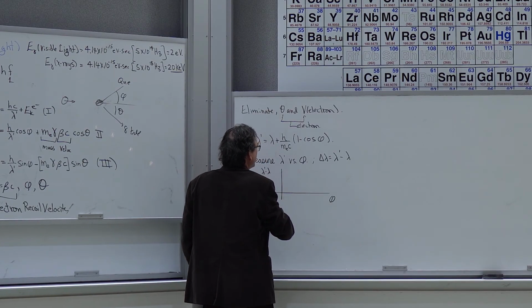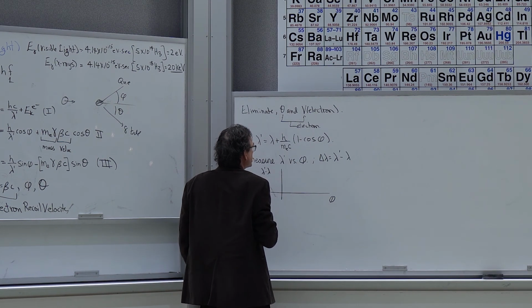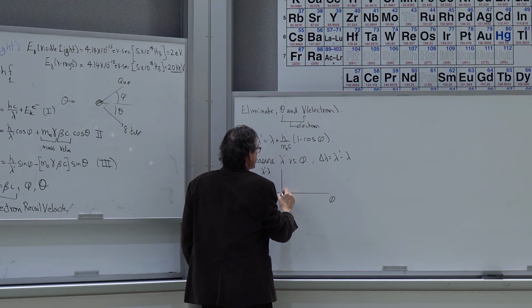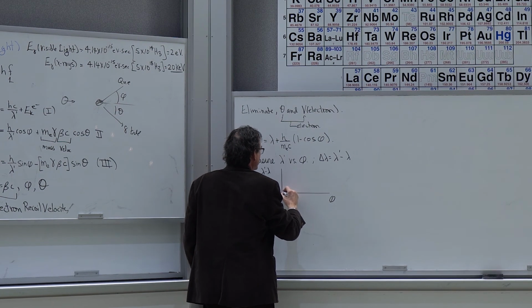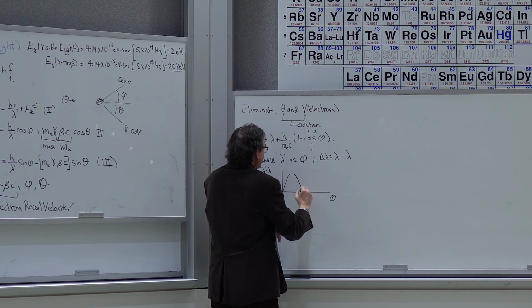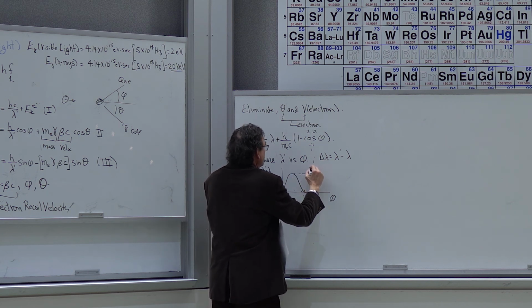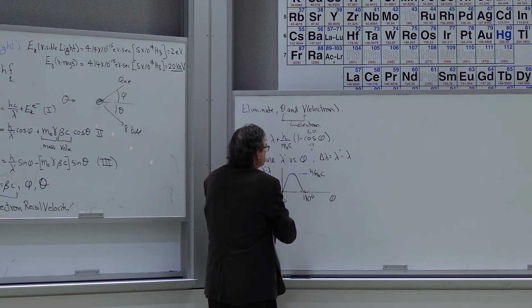Give me a second here. I'm going to plot out this quantity, 1 minus cosine phi. It starts at 0 and when I get to pi, it basically is going to be 0, and it basically does this. And this would be 0 to 180 degrees. And the height of this would be h divided by m_e times c.